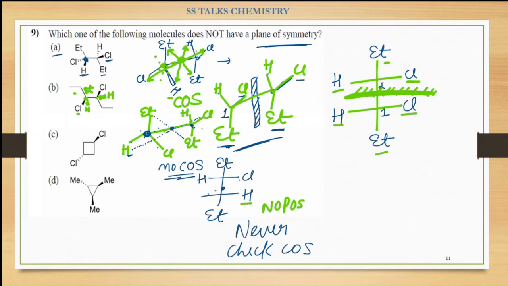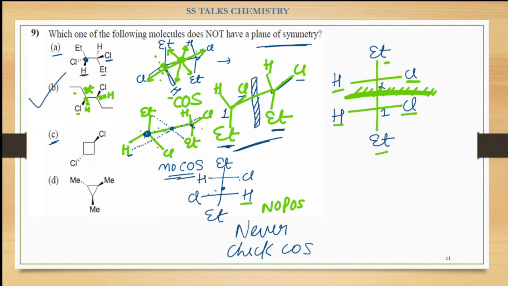Okay. So you can check only the plane of symmetry in your Fischer projection, but never your center of symmetry. Right? So in this particular molecule, there is no plane of symmetry, and this is what we wanted. So you can confirm it from the rest of the options.